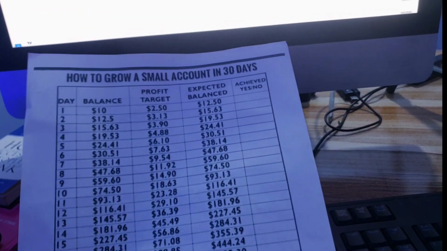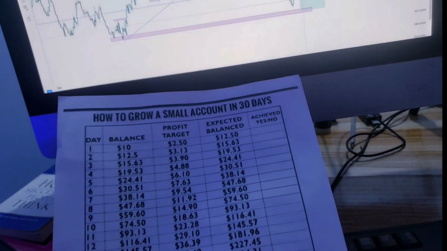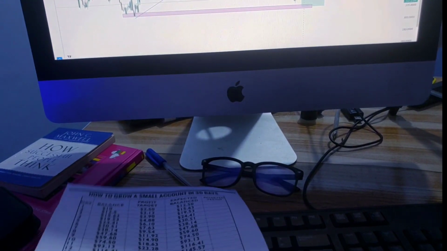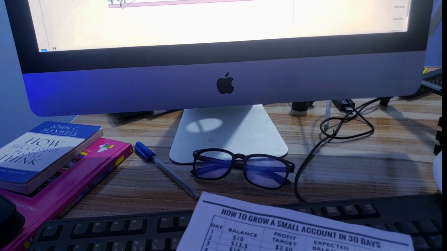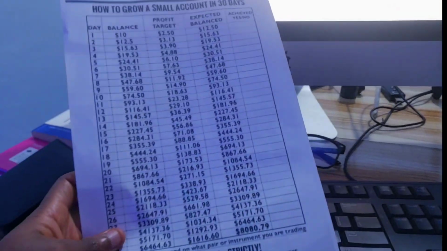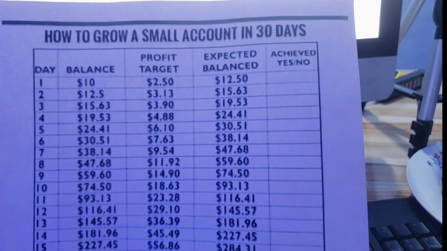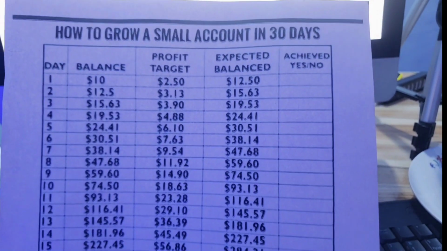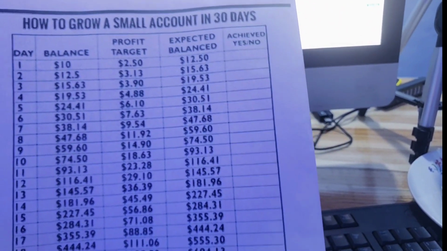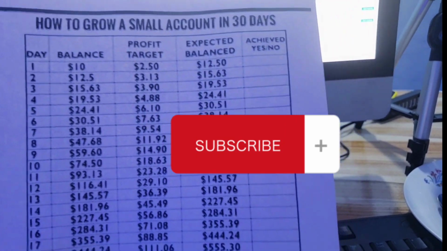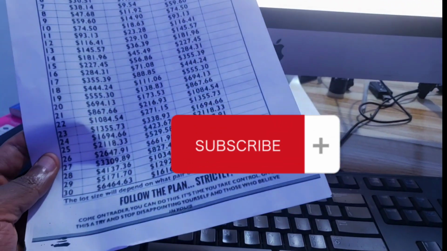So this is a challenge which I want to take on. Okay, I know it's difficult to do this on a currency pairs account. So you can see it here. I just printed it out. It's always good to print your challenge out so that you can follow it. Okay, how to grow a small account in 30 days. Well, I'm going to be taking this, I think on the 1st of June, I should be starting this. I'm going to be depositing $10 here, and I'll be updating you guys on how it is going.